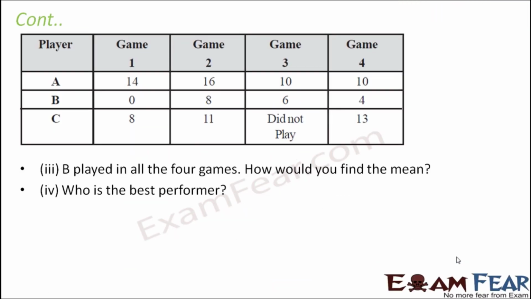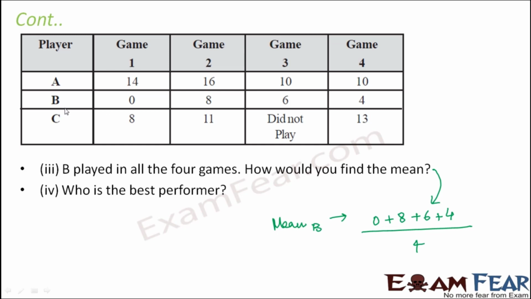Let's look at the third question. B played in all the 4 games. How would you find the mean? So let us try to find out the mean of B. So mean of B would be the sum of his scores, which is 0 plus 8 plus 6 plus 4. And how many games did he play? He played 4 games. So here in this case you can see the difference.